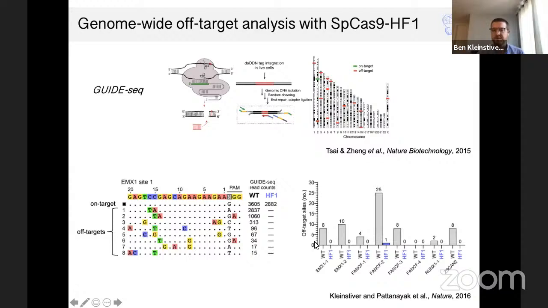Across additional sites, we saw essentially the same trend, where with the wild-type protein, we observed anywhere from 4 to 25 off-targets, but with the high-fidelity protein, for most of these sites, we completely eliminated off-target effects. So essentially, the upshot here is that the high-fidelity protein is a much safer version of Cas9 because we no longer observe off-target effects or editing at other sites in the genome.